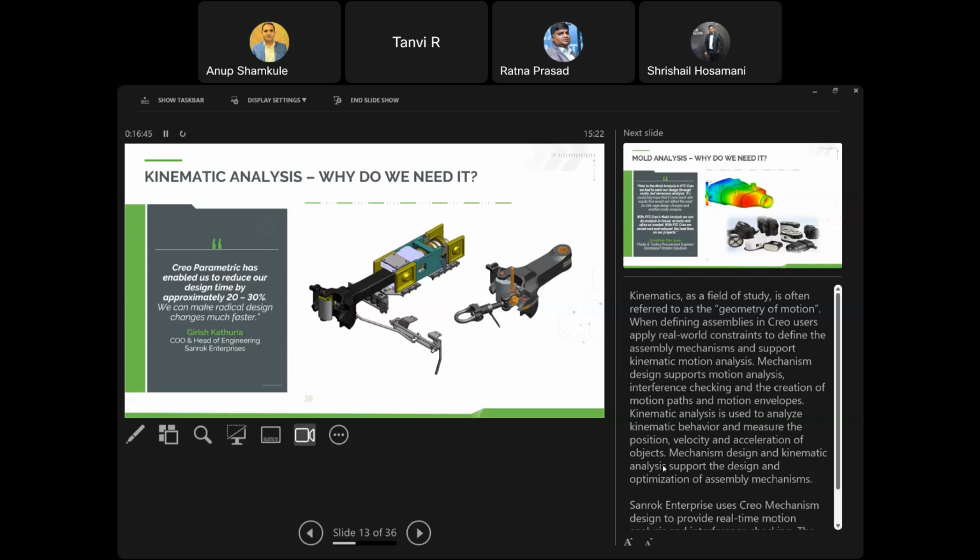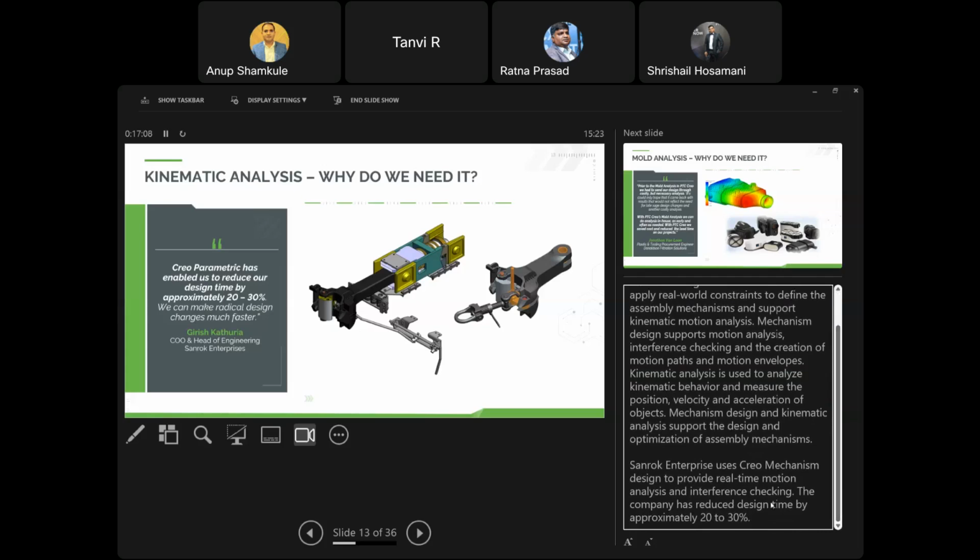So this kinematic analysis is basically used to analyze kinematic behavior in terms of measuring the position, velocity, and acceleration of objects. Mechanism design and kinematic analysis support the design and optimization of assembly mechanisms here. Okay, if you look at this, the quote given by Sandvik here, they are using Creo Mechanism Design to provide real-time motion analysis and also interference checking. While doing so, they have reduced the design time by approximately 20 to 30%. This is also one of the analysis tools here.